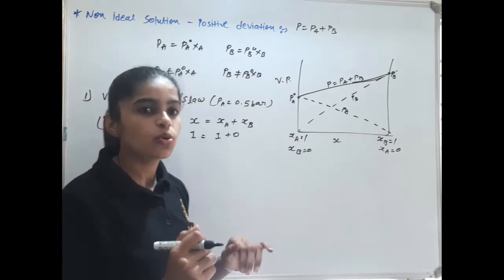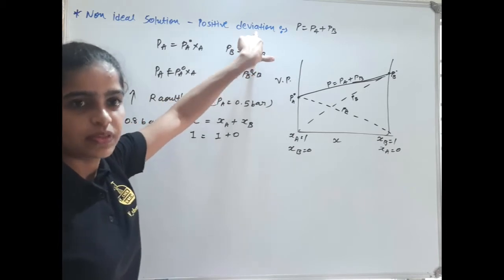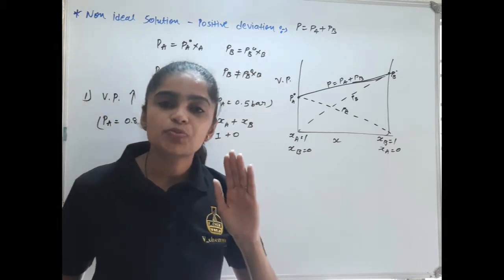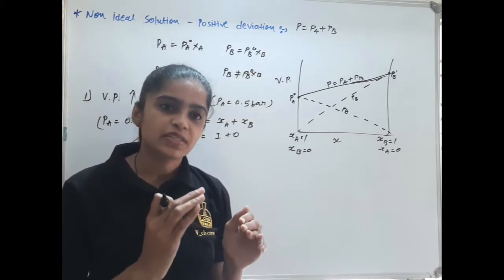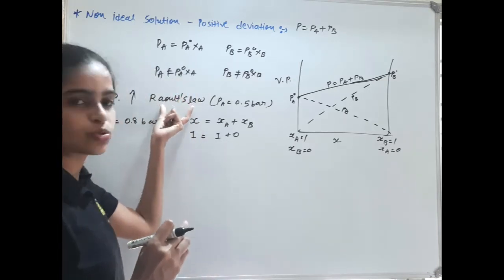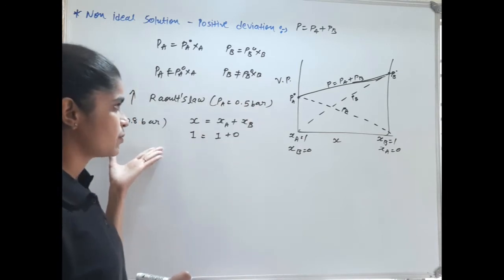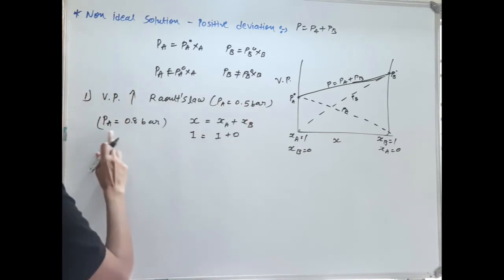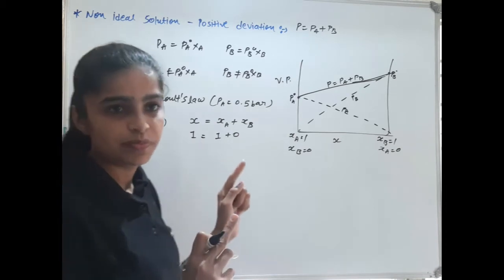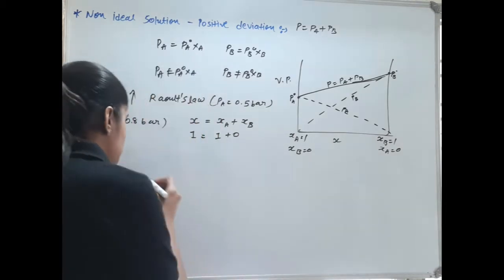But we discuss the non-ideal, and in this the positive deviation. First of all, what is the meaning of positive deviation? Positive deviation means the vapor pressure is more than the expected Raoult's law value. This is the 0.5 bar and this is the 0.8 bar. That means the PA is more than the PB. How is this possible? We know that. Consider a beaker.